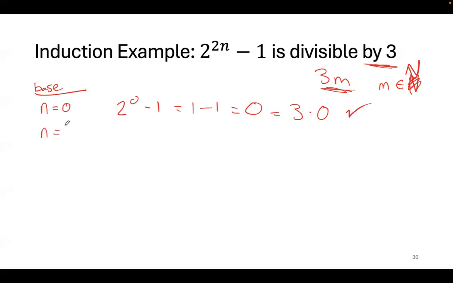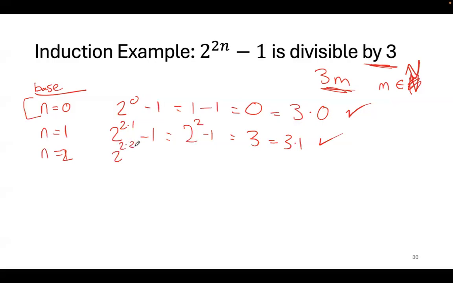Just to assure ourselves, let's look at n is 1 and 2. For n is 1, 2 to the 2 times 1 minus 1 is 2 to the 2 minus 1. 2 squared is 4. 4 minus 1 is 3. Is 3 divisible by 3? Yeah, by definition. So technically n equals 1 is enough to move forward, but I just want to convince us with introductory examples.